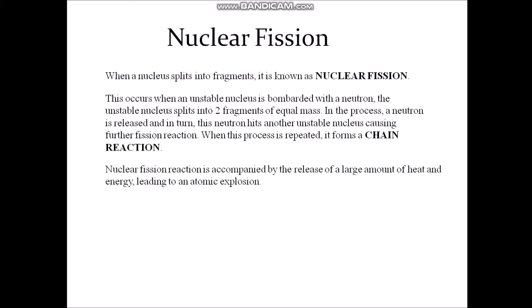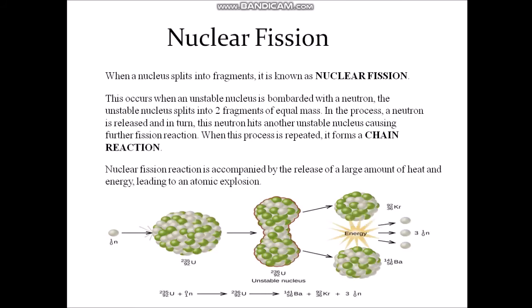A chain reaction. So all you need is an unstable nucleus and a small neutron. When that neutron hits the unstable nucleus, it breaks into two fragments of equal mass. These two fragments may be unstable, most probably they are unstable. And when these two fragments are broken, another neutron is released. This in turn hits another unstable nucleus of equal mass, and it produces a chain reaction. So this is what happens.